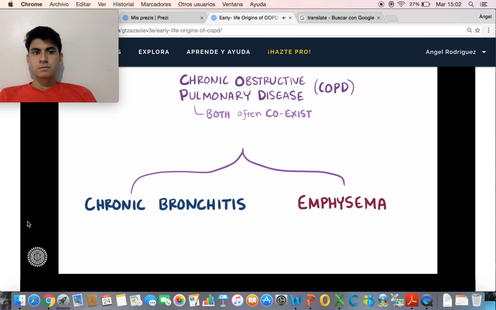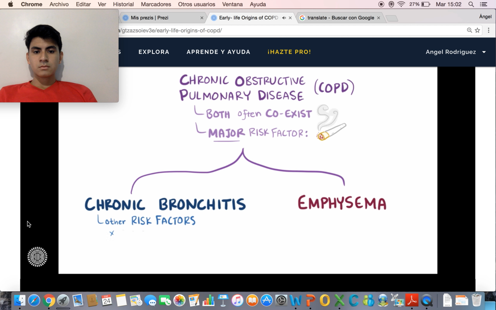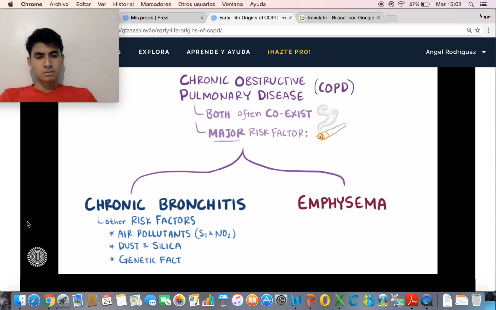They often coexist, probably because they share the same major risk factor, smoking. Other risk factors for chronic bronchitis include exposure to air pollutants like sulfur and nitrogen dioxide, exposure to dust and silica, as well as genetic factors like family history of chronic bronchitis.